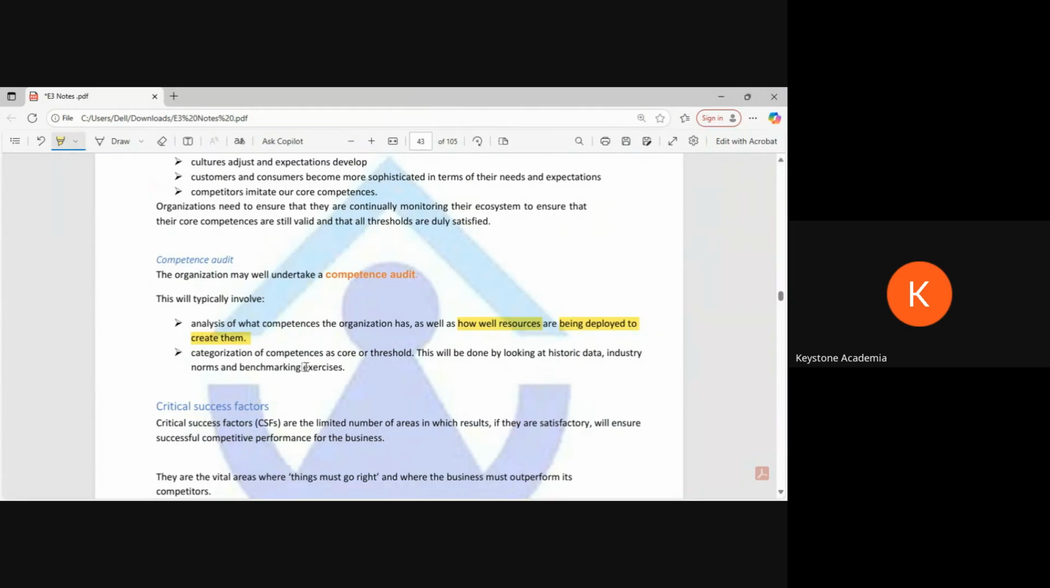Categorization of competencies as core or threshold. This also needs to be clear. This will be done by looking at historic data, industry norms, and benchmarking exercises.